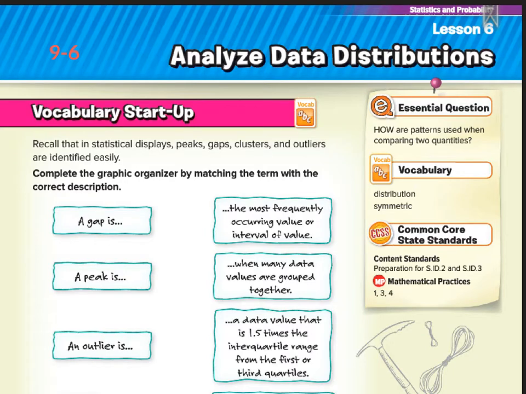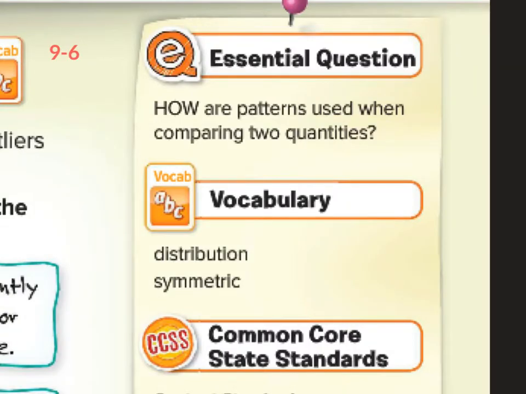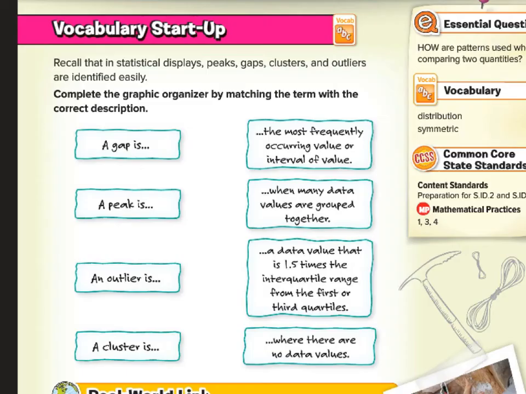Hello everyone, welcome to lesson 9-6, Analyze Data Distributions. In this lesson we will continue to address the question, how are patterns used when comparing two quantities? And we will look into the vocabulary, distribution, and symmetric.